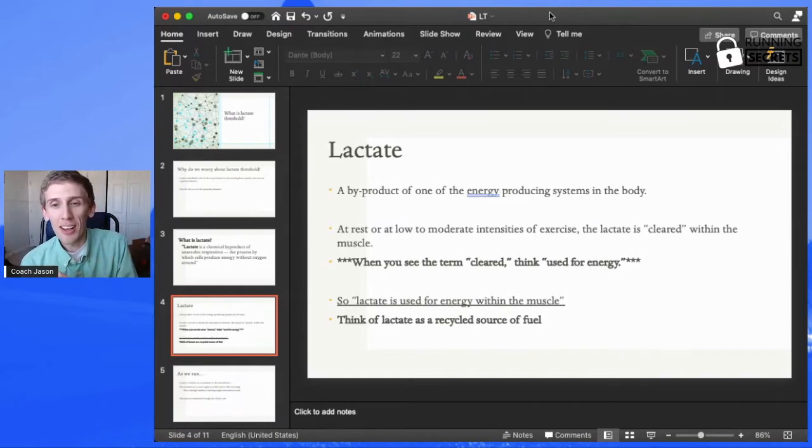But anyways, so at rest or at low to moderate intensities of exercise, the lactate is cleared within the muscle. So today, when you hear me talk about lactate clearing, or if you read something that says lactate clearing, think of that as used for energy. So in other words, lactate is used for energy within the muscle. Okay, everybody good with that? So think of lactate as a recycled source of fuel.